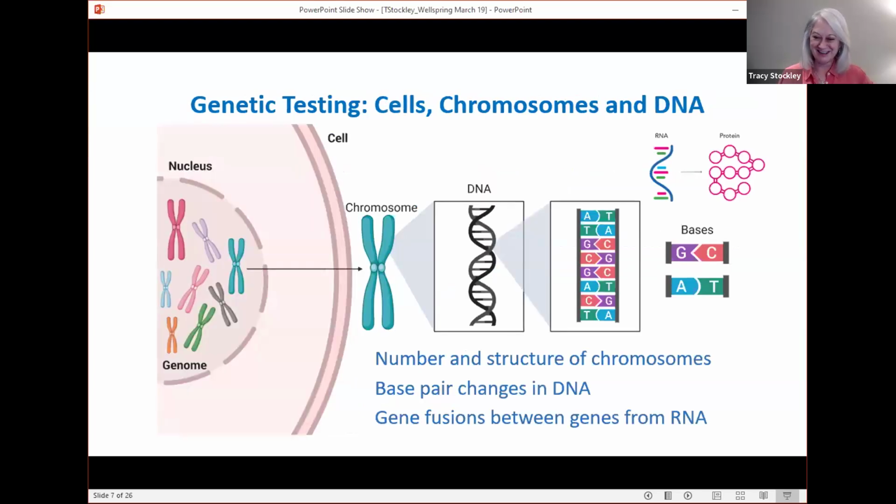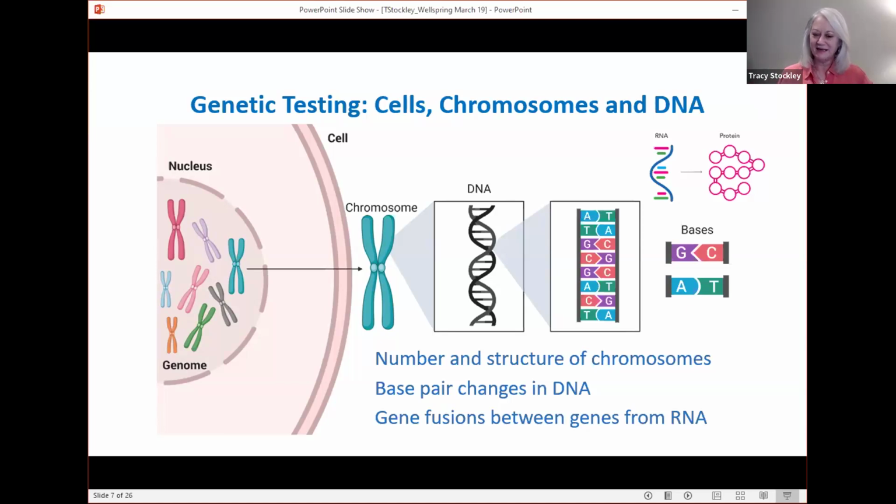I know there's a lot of information on this slide, but just as a quick highlight of the kinds of things we're looking at when doing genetic testing: your genetic material is contained within your cells in chromosomes. For some cancers, we're looking at the number and structure of chromosomes. This is particularly true for the blood cancers, leukemia or lymphoma, because in those cases a lot of times the chromosomes have swapped parts with other chromosomes or are missing parts. We can detect that most easily with something called a karyotype, where we look at the number and structure of chromosomes.